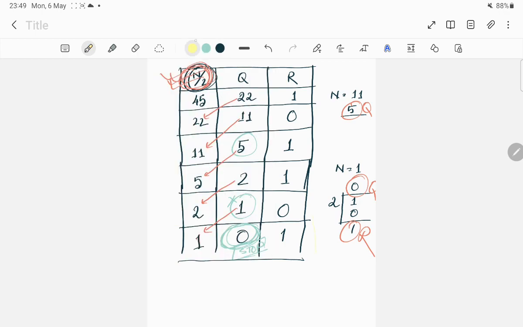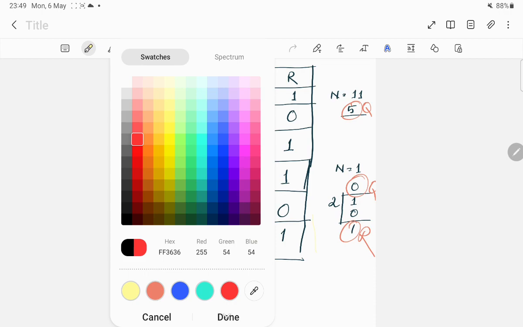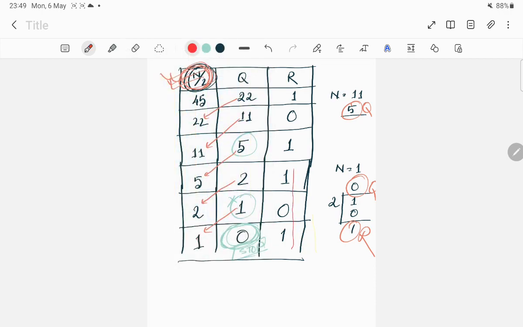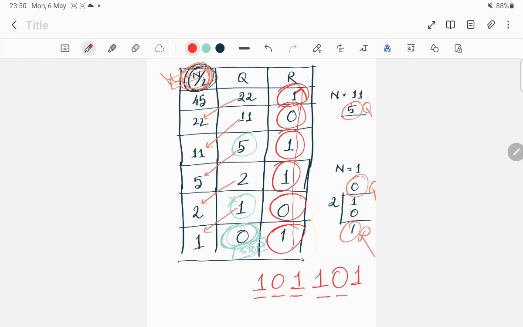So we will be doing it in the reverse way. Let me make it, okay. So we will read it in the reverse way. And then what we get, first is 1, second is 0, third is 1, fourth is 1, fifth is 0, sixth is 1. So what we have, 1 0 1 1 0 1.